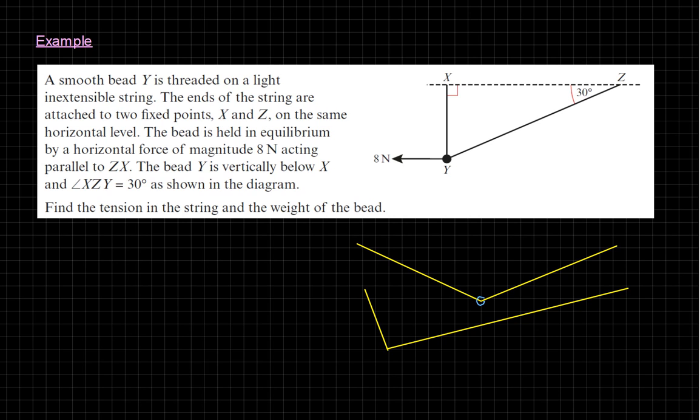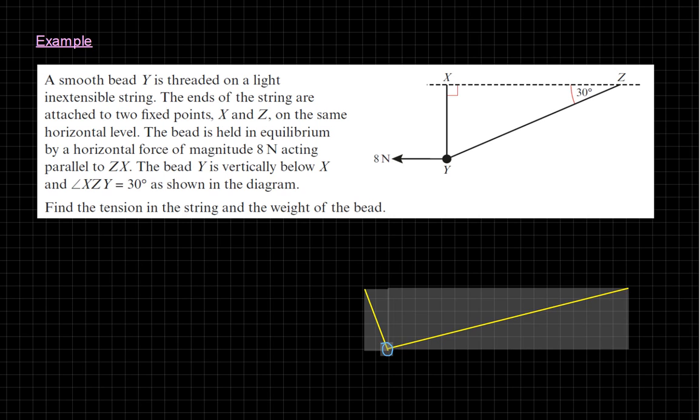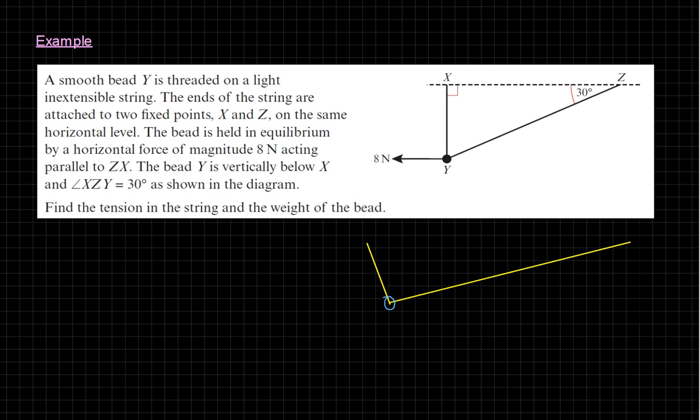So this bead is being pushed over to the left. The length of the string is the same, but it might look a bit more like this, right? The bead's being pushed. And in this specific case, it just so happens, coincidentally, and for the sake of making the question easy, that the string becomes vertical, right, with this precise force of 8 newtons, right?